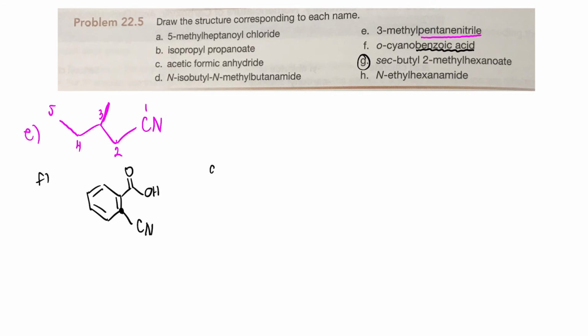In G, we have sec-butyl 2-methyl hexanoate, okay? So the first part of this name, you can see there's a small space here, okay? The first part of this name is the R group, okay? An ester, remember again, ends in -oate, and it's always going to have this kind of feature. This is going to be the first name, so we want to put a sec-butyl there, okay? And the second part of the name is going to be here, which is the 2-methyl hexanoate. So I'm going to build it backwards, right?